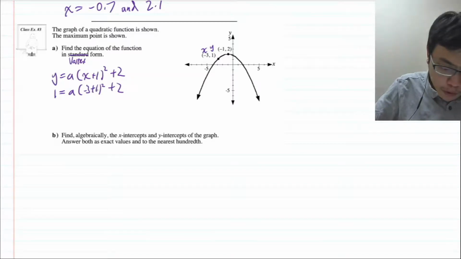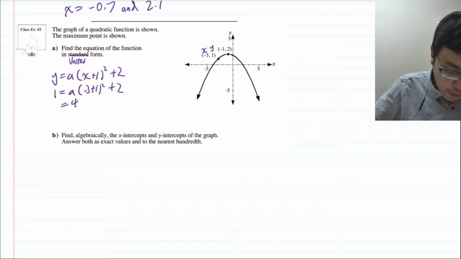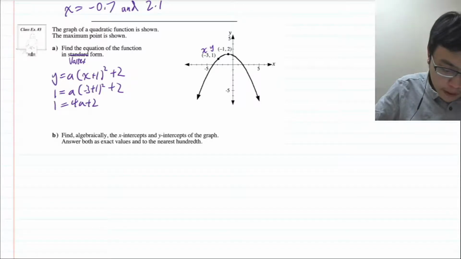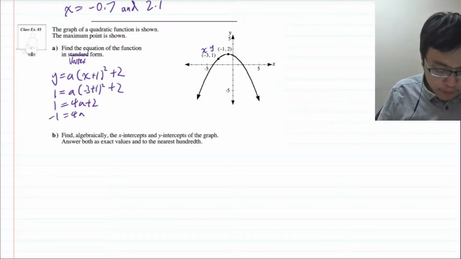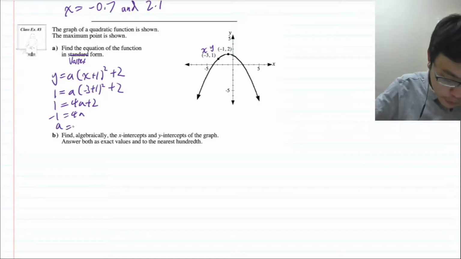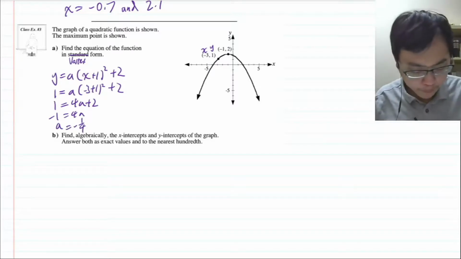Negative 3 plus 1 will be negative 2. Negative 2 squared will be 4. So this becomes 4a plus 2 equals 1. We're going to subtract 2 from both sides. So we have negative 1 equals 4a. We're going to divide by 4. So a is equal to negative a quarter.